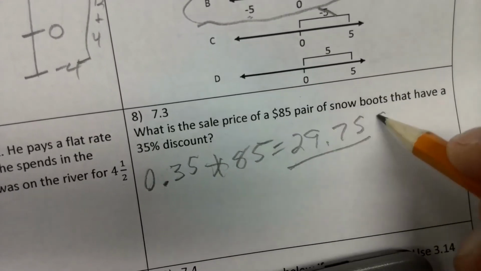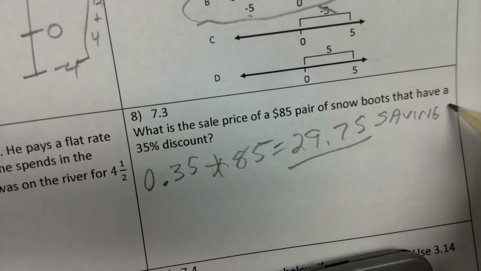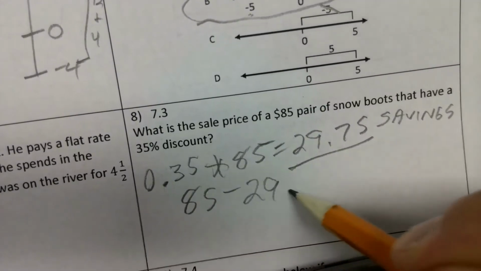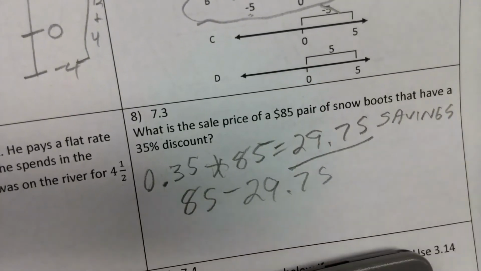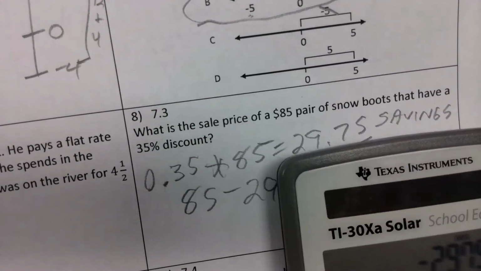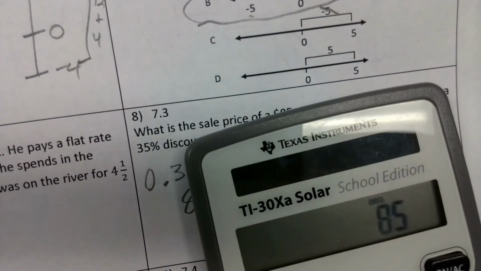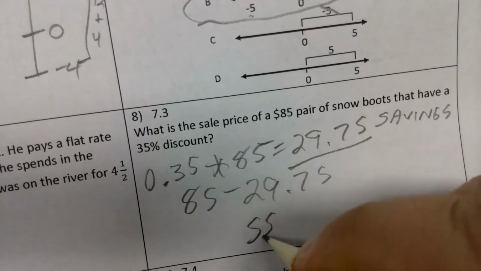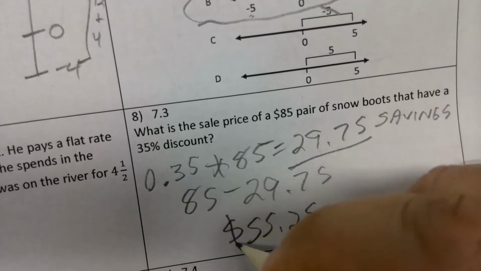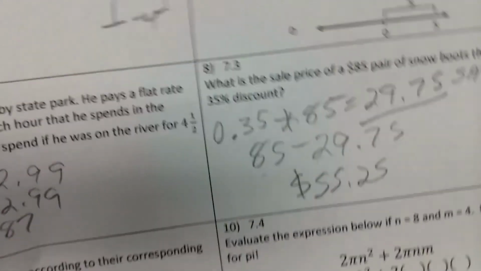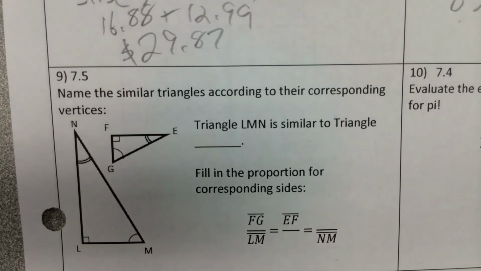That is the savings, but it's not the sale price. Now we do 85 minus 29.75. I'm going to do a trick here. I'm going to make this number negative, and then I'm just going to add it to the 85. That's 55.25. So 85 minus 29.75 gives you that. All right, moving on. Similar figures.